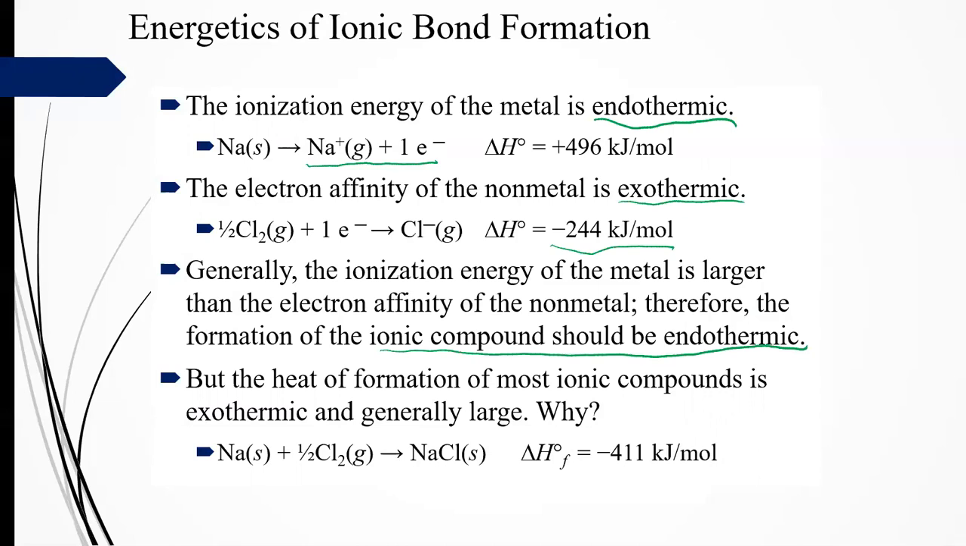However, when we look at making something like NaCl from its elements, its heats of formation, a lot of times what we notice is that they're exothermic. And so we're not sure why that is, because right now, it seems like it should be harder for us to put them together because it takes more energy to make the cation than we get back when we make the anion.